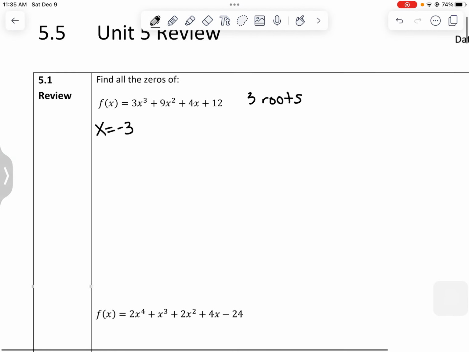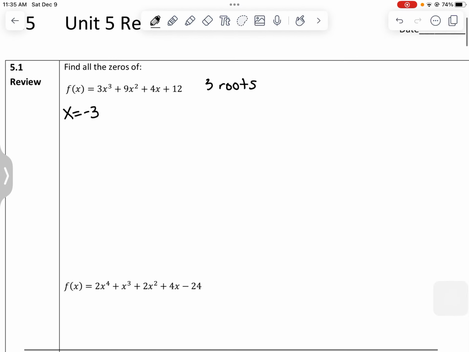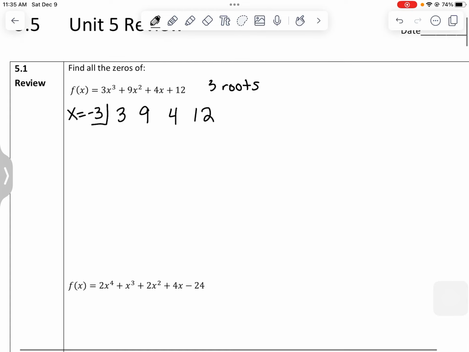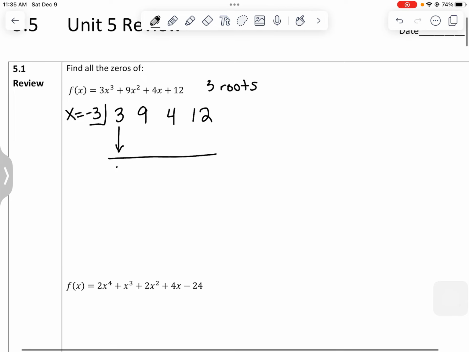Then I'm going to take that and plug it in using synthetic substitution and do some polynomial division, some synthetic division. So I'm going to plug in -3 and take the coefficients from my polynomial, 3, 9, 4, and 12. I have all of the coefficients, no zeros are needed here. Then do synthetic division, or drop MAMA. So drop it down, and then MAMA stands for multiply and add. So -3 times 3 is -9, and then you add vertically.